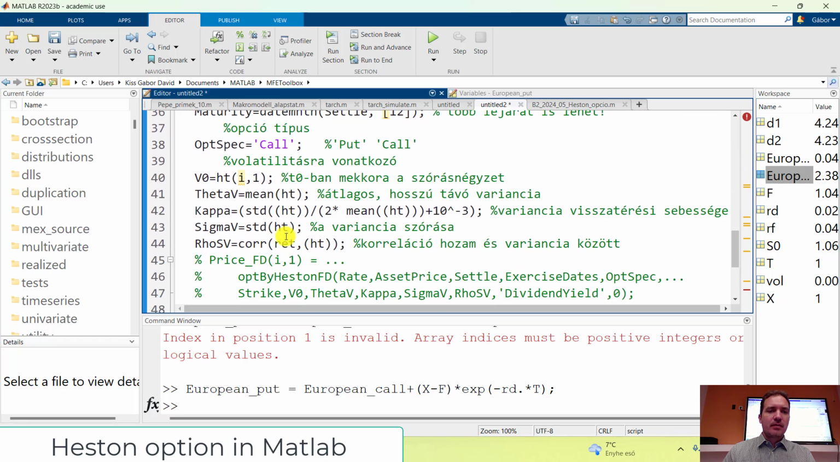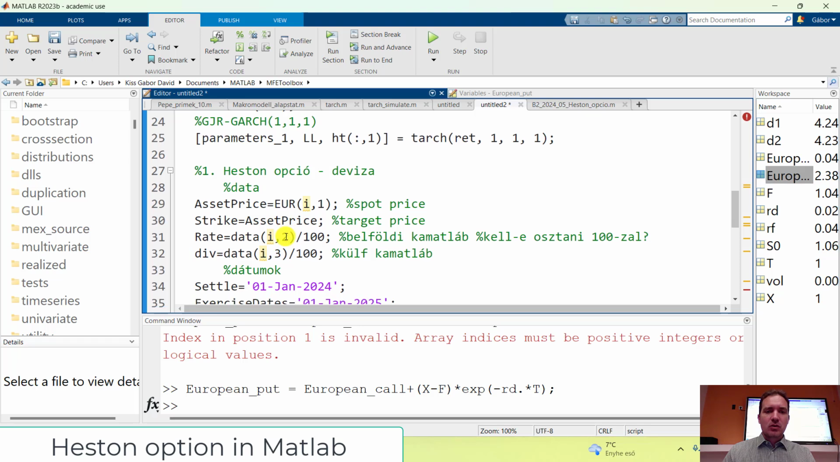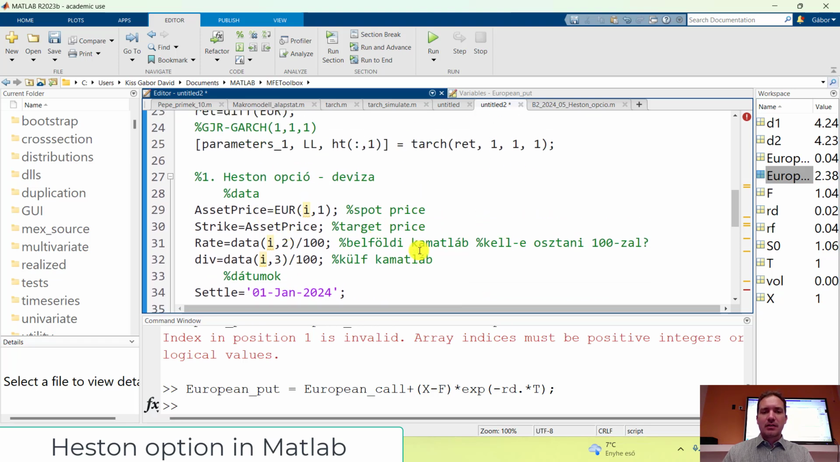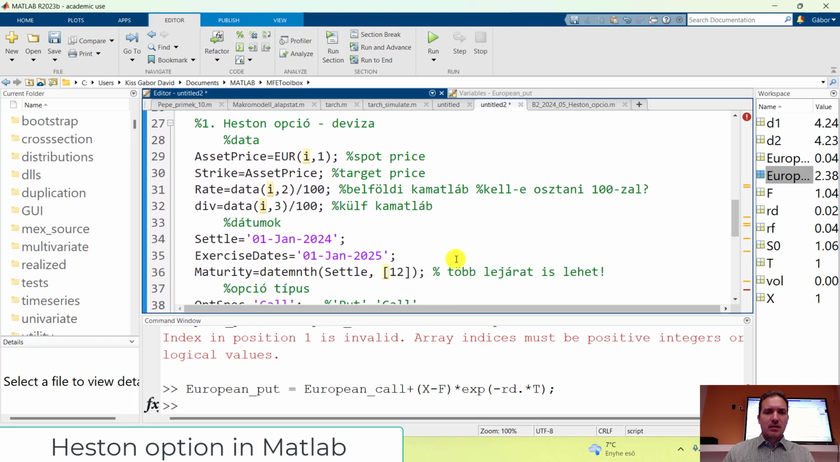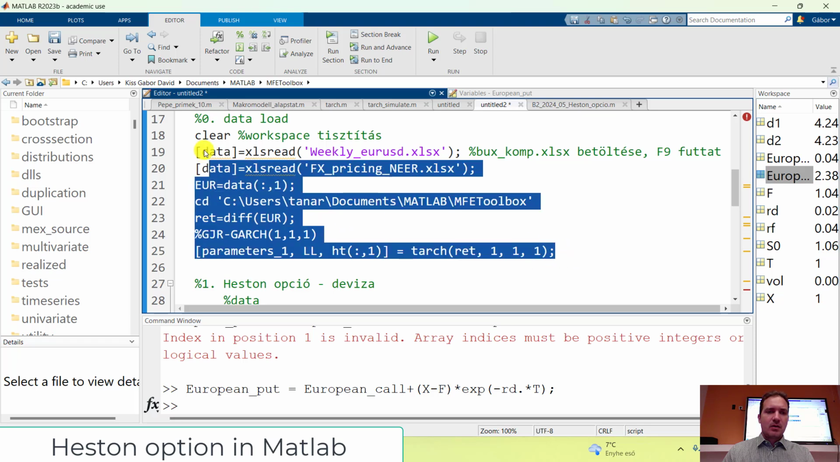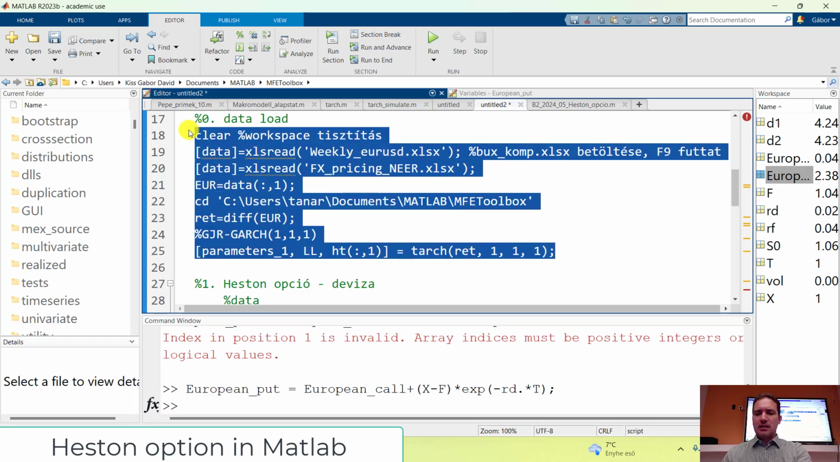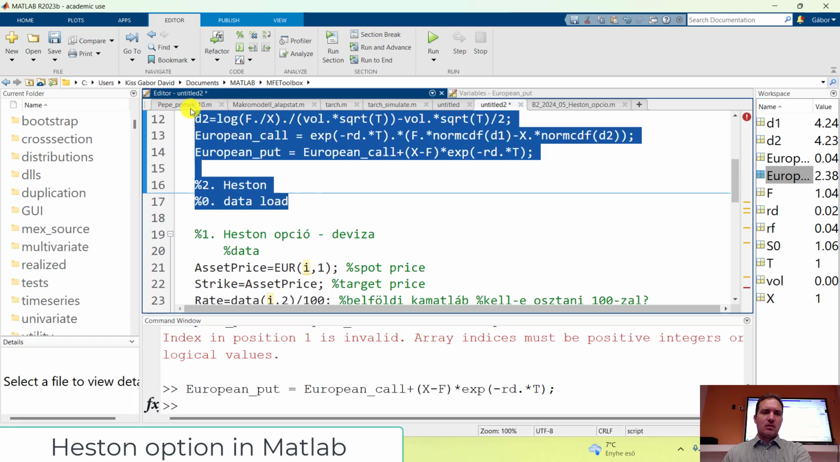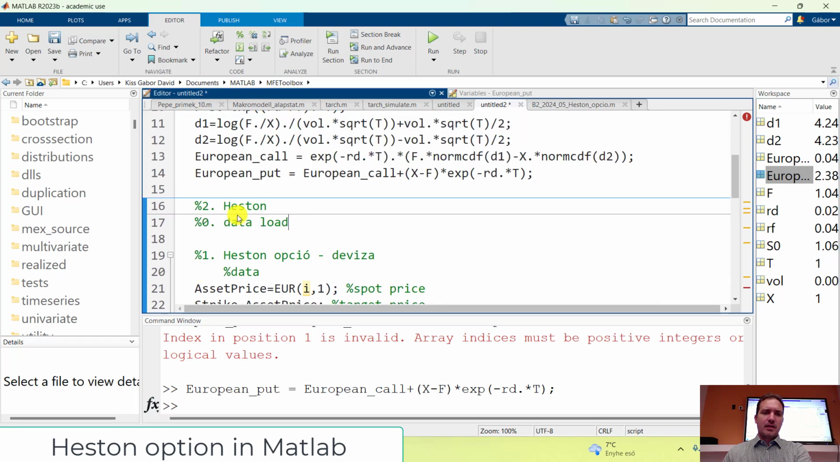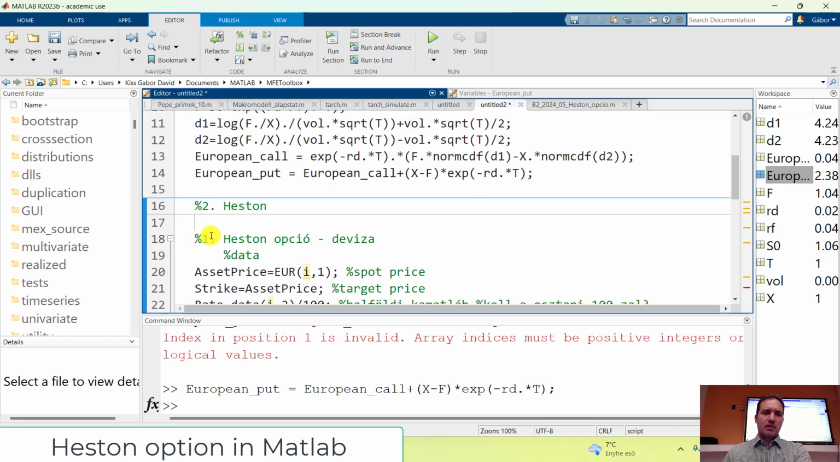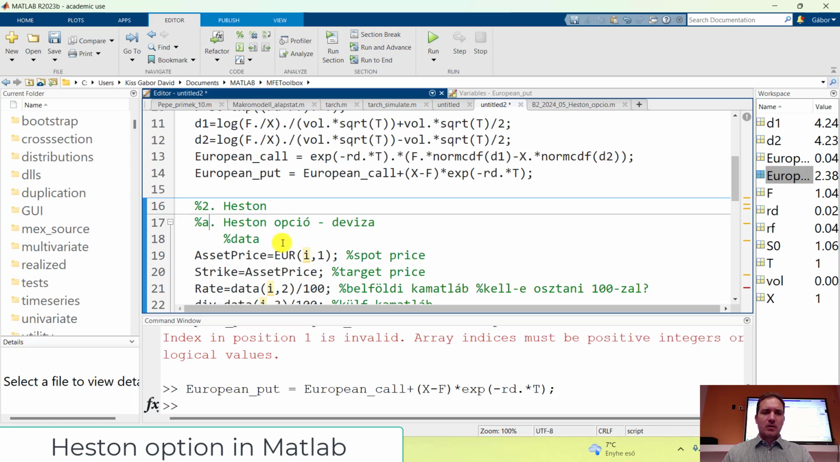Or should I? No, I should not. I still create, because we already have the necessary data, so let's create a more refined version of this script.